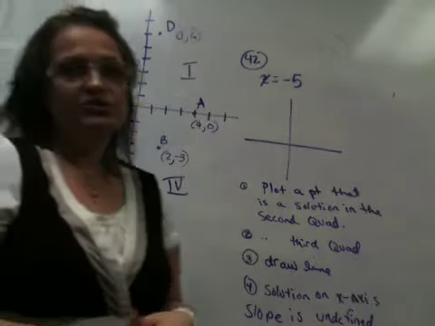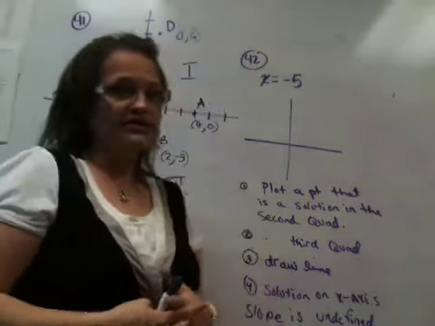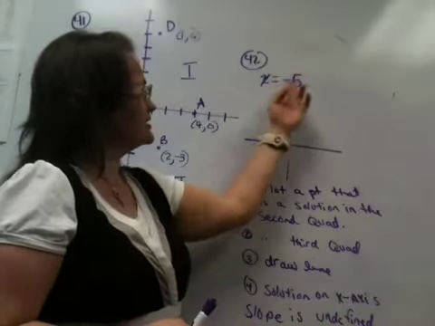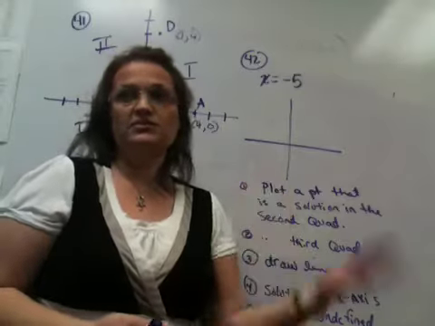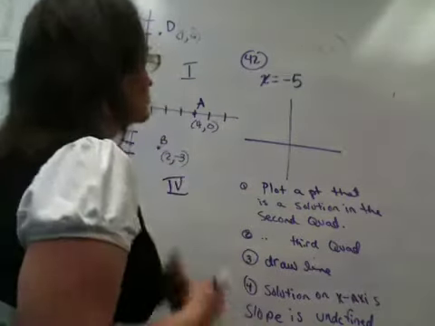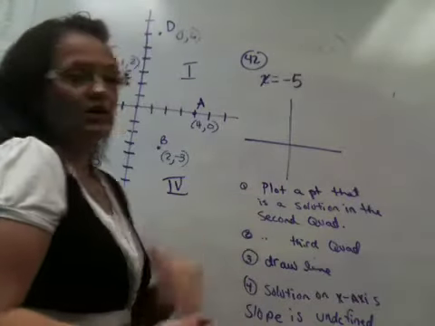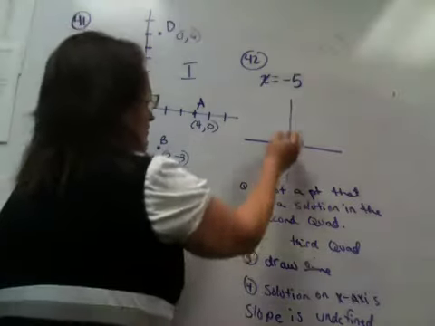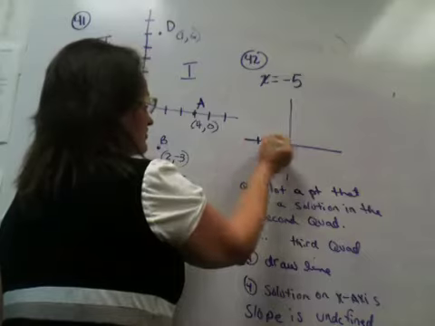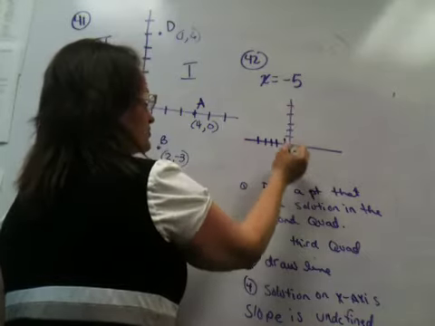Number 42 gives you a special case of a linear equation, just an x equals negative 5. So there's no y value. You might think of it as being 0y. So whatever you plug in for y, it's always 0, and x is negative 5. So x is forever negative 5, no matter what y value we pick.